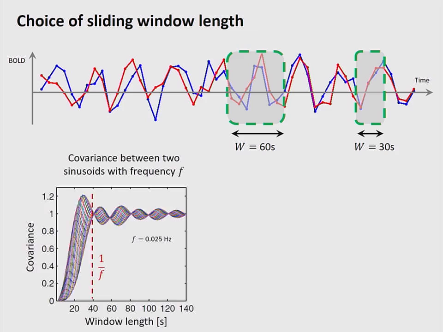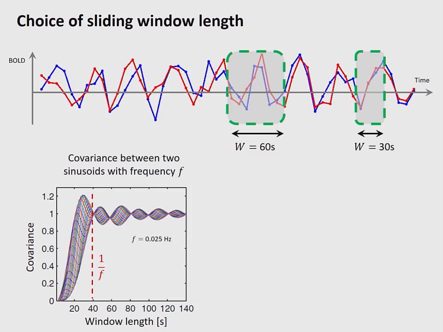So a couple of years ago, Nora Leonardi and Dimitri Van De Ville proposed a simple sinusoidal model to help guide the choice of window length. They considered two sinusoids of frequency f, and these sinusoids were in perfect phase. And they devised an analytical expression for the covariance between those two sinusoids. So covariance here was the measure of functional connectivity.